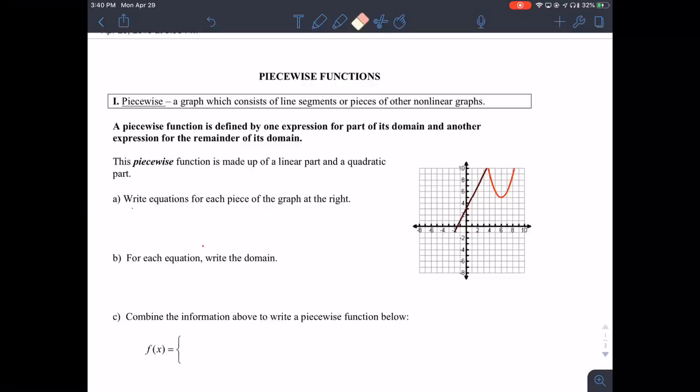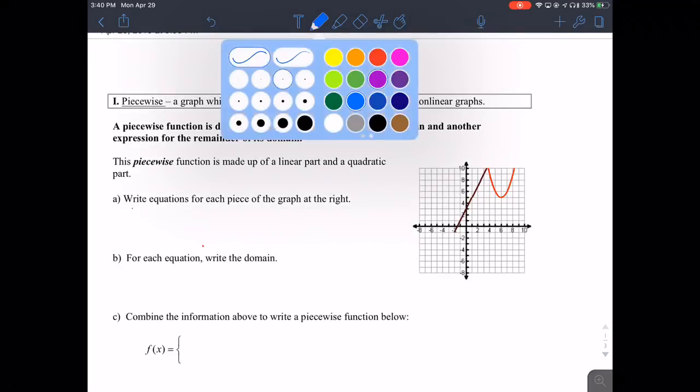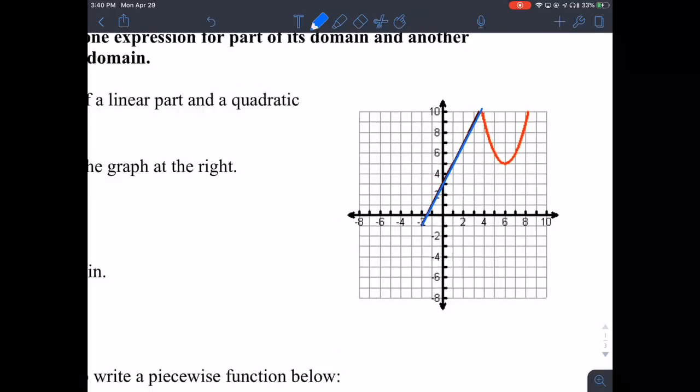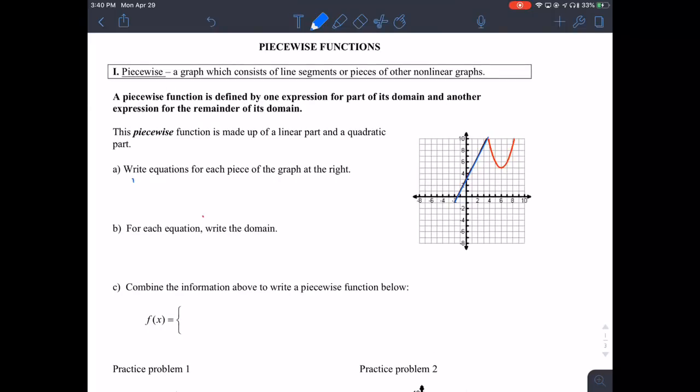So for this first example, we see that there is a linear function and a quadratic function. What we're going to do is come up with the equations for each and then restrict their domain. So I'm going to start by looking at this linear function. To come up with the equation of a linear function, just a reminder, linear functions are in the form y equals mx plus b, where b is your y-intercept and m is your slope.